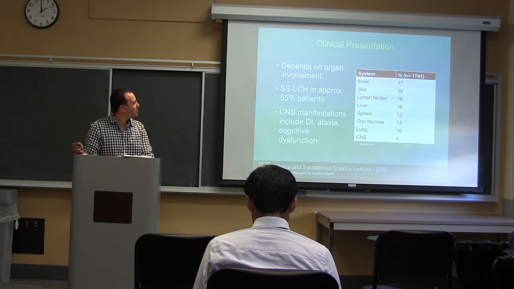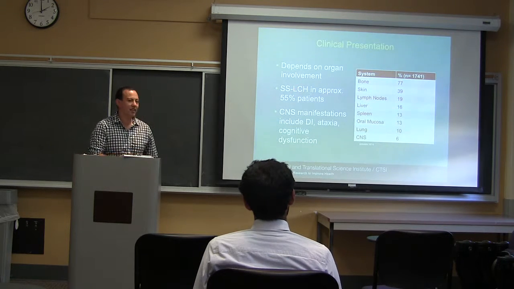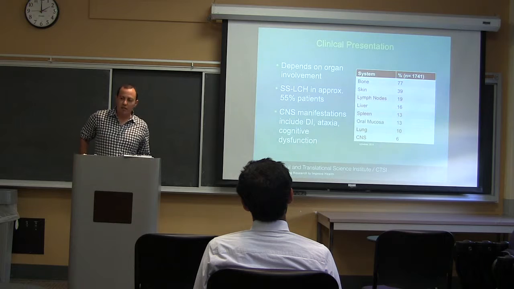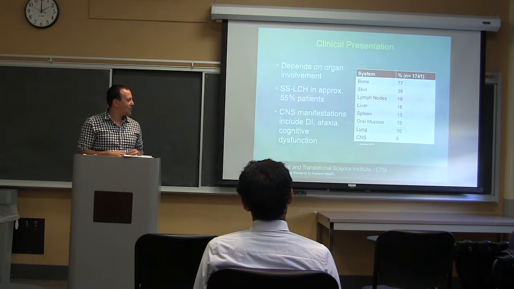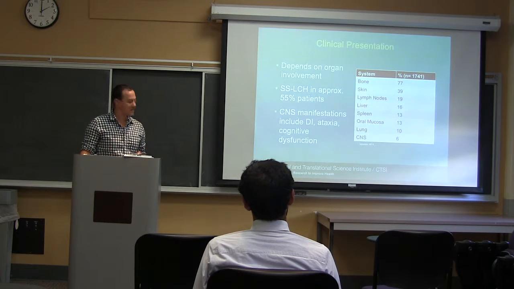That should specify. So it's almost 50-50, a little bit higher single system. Kids are going to be more often multi-system, so it's going to vary depending on age ranges. The CNS disease has pretty low prevalence, but it can have a high morbidity rate, so it is something that all clinicians should be looking for in kids with LCH.